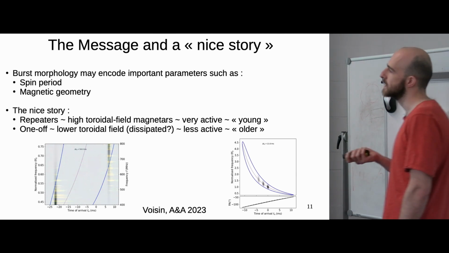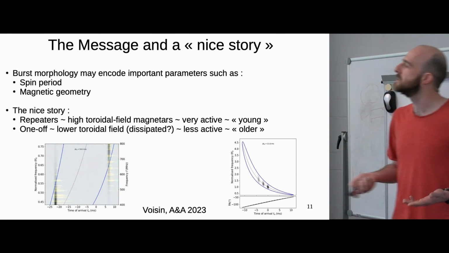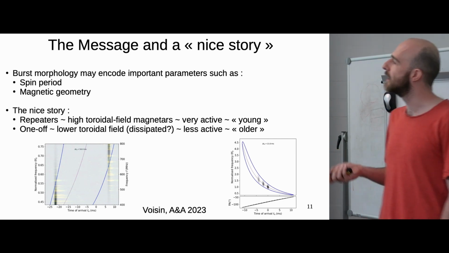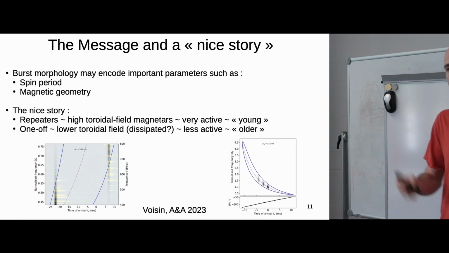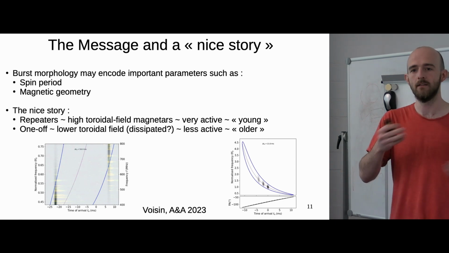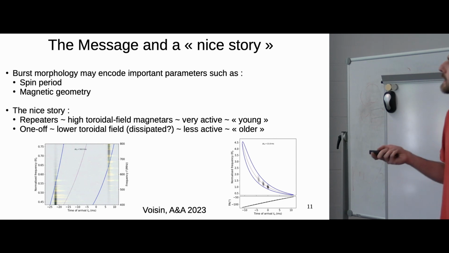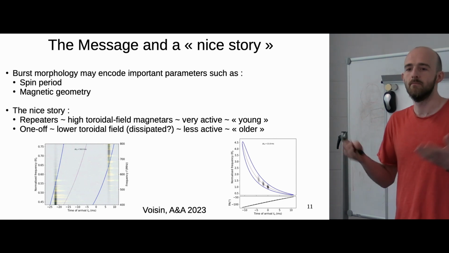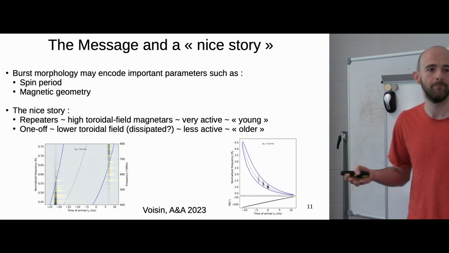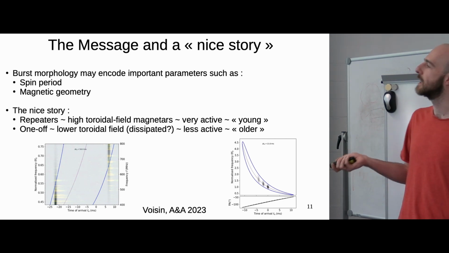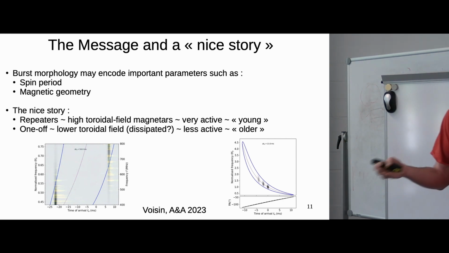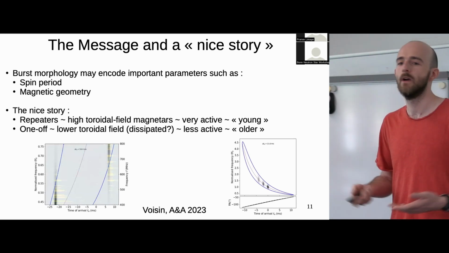From the preliminary results that I showed, you can convince yourself of a nice story, which would be that repeaters are high toroidal field magnetars, with a toroidal field which really goes out of the star. Therefore, they are very active because, as we know, the decay of the magnetic field in magnetars is what creates the bursts. Well, they are somewhat younger, meaning they didn't dissipate the toroidal field yet too much. And then the one-off events would have a lower toroidal field, to the point that dipole geometry actually works. And therefore, they are less active, and in this sense, they are older.